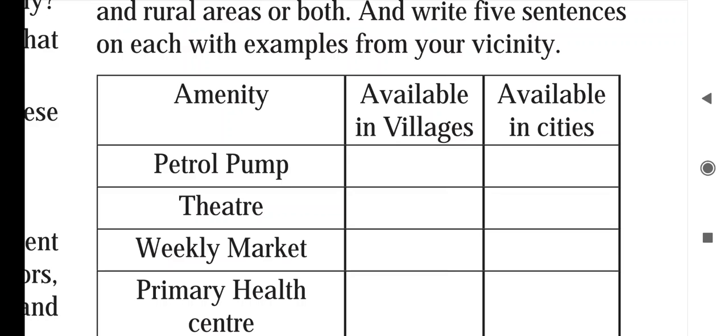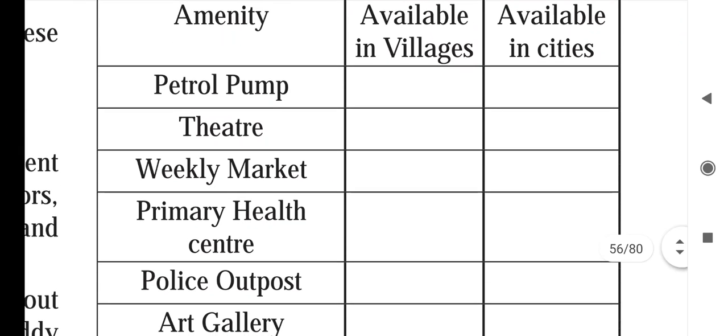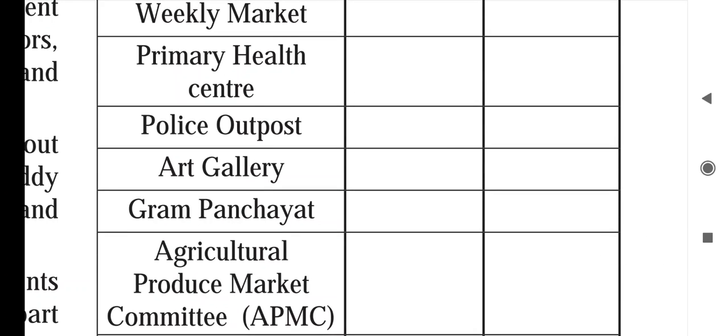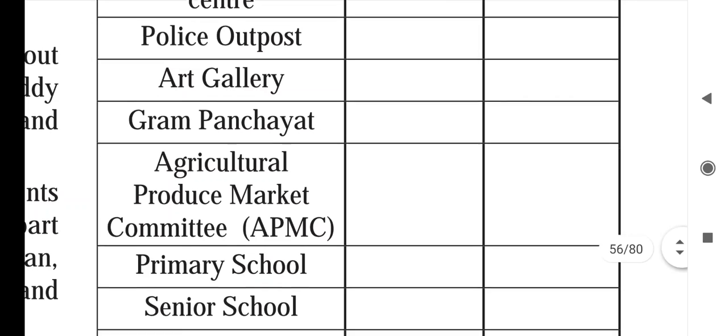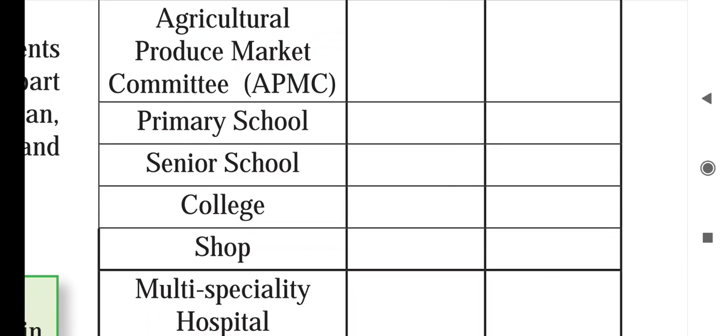Petrol pump, of course it is available in the cities. Theater, it will be available in the cities. Weekly markets are available in the villages, because in cities also weekly markets are available, but markets are daily in the cities. Primary health center, it is found in the villages. Police outpost we can find in the villages. Art gallery, cities. Gram panchayat, village. Agriculture product market committee, that is found in both places, villages as well as cities. Primary schools are also found in both places, mostly in the villages.